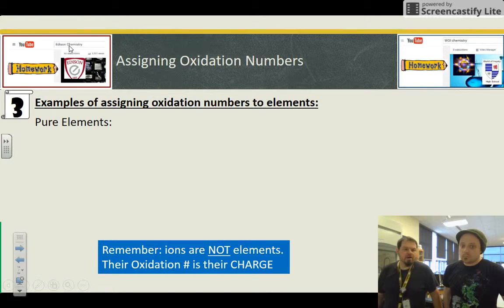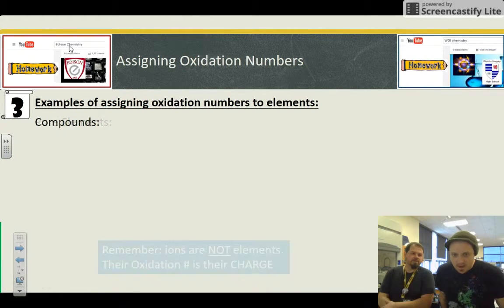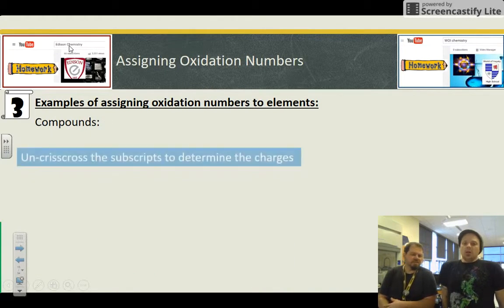But remember, ions are not. So if you do see an ion, like Fe plus 3, its oxidation state is plus 3. It's giving it to you. So there's another one. That one's almost so easy we don't need to talk about it.